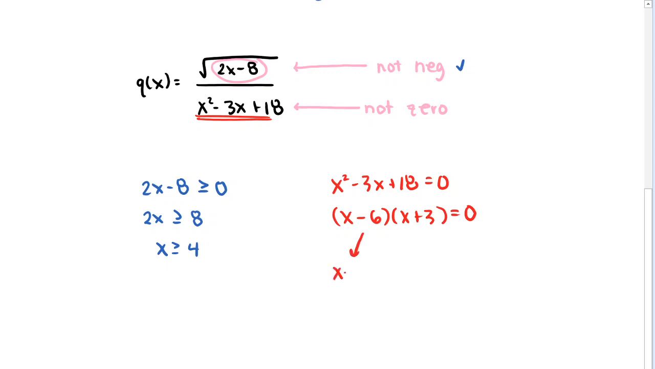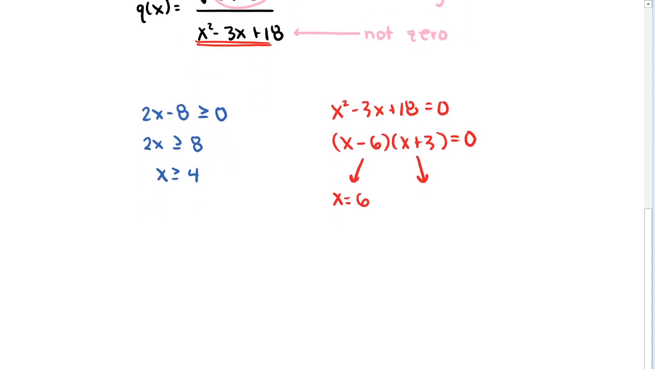And so, x minus 6 is equal to 0 means x is equal to 6. That makes that left side equal to 0. And then x plus 3 is equal to 0 also makes this equation true. So x is equal to negative 3. So these are meant to be not in the domain. They lead to division by 0 for our function.